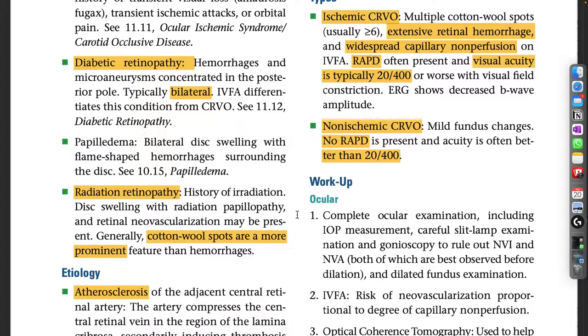Radiation retinopathy will have... Yeah, radiation retinopathy is there. Very good. Permanent cotton wool spots. You also have the photo? Good job.